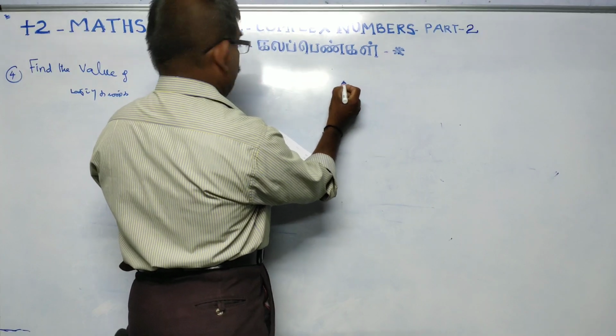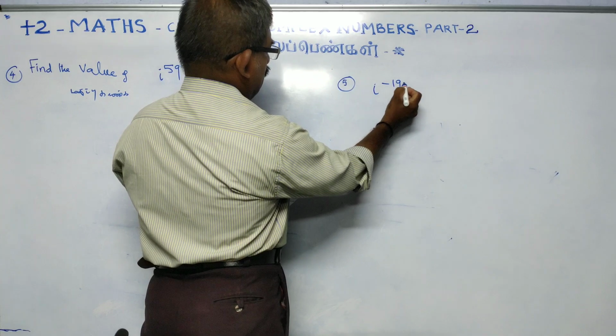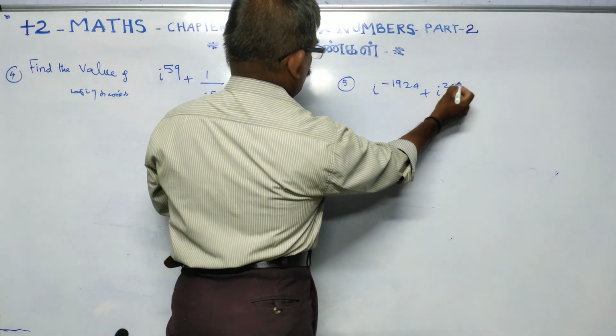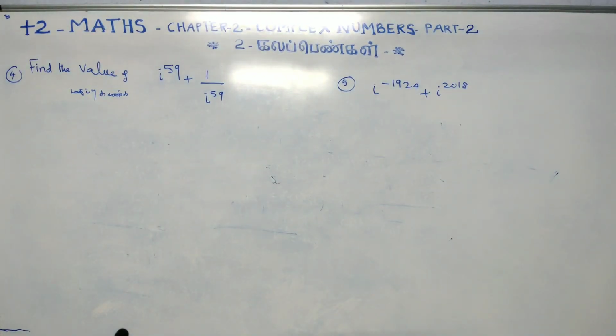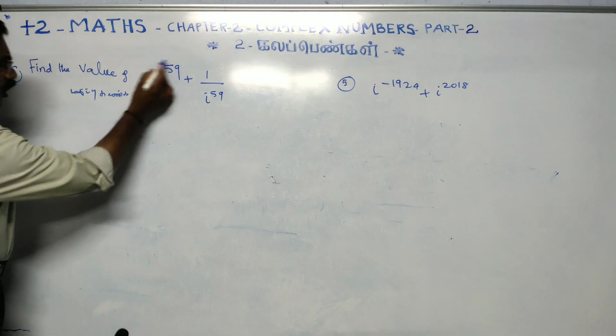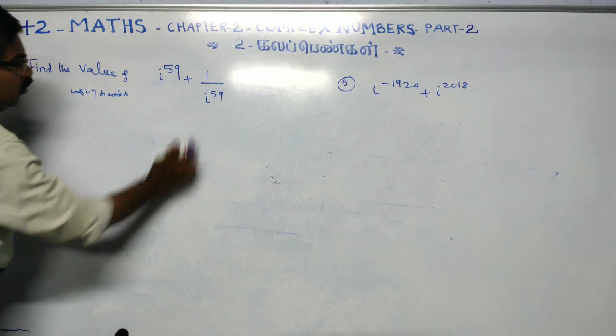Find the value of, question number 5: i power minus 1924 plus i power 2018. Okay, this is the term. How can we find it? Even if we do it in one step, we can. Look here. Or first find this one. Its reciprocal is what has come below, 1 by i.